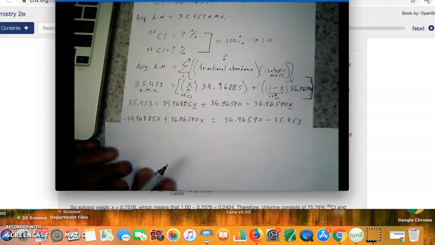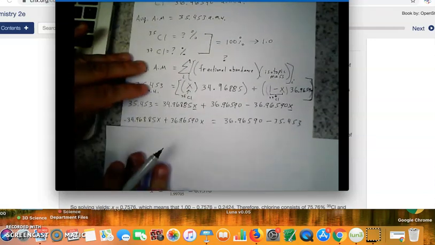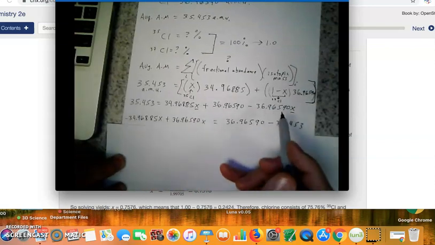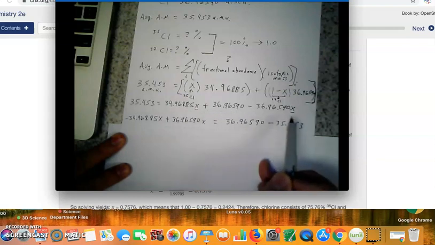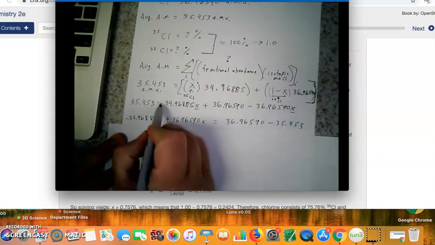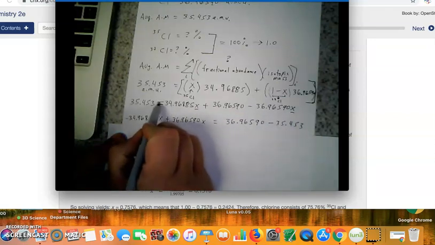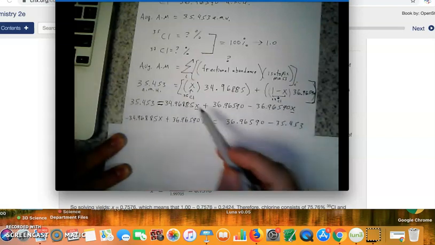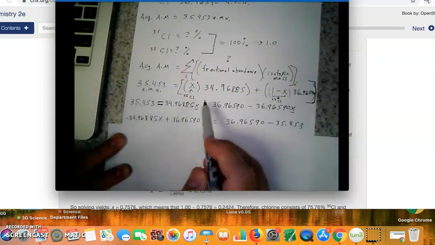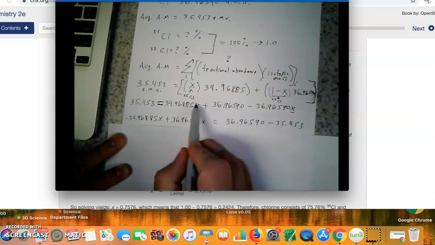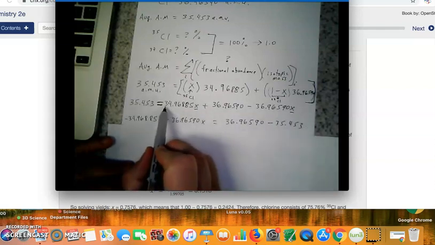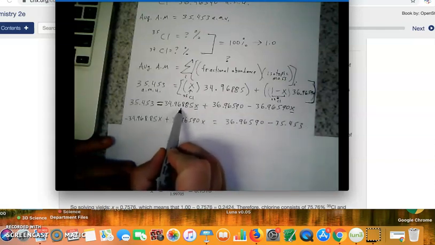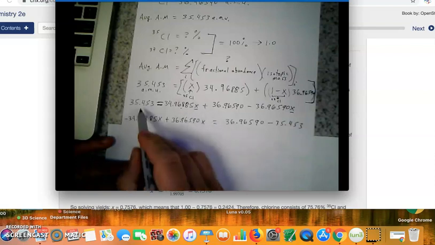So the next thing I need to do is to go ahead and combine like terms. So I have two different like terms here, the ones with X's. Notice here we have an equal sign, right? So I need all the X's on one side and all the numbers on the right. So what I need to do is what's called transposing. You learned this in high school. So here I have a positive 34.96885X. I need to bring it on the other side.